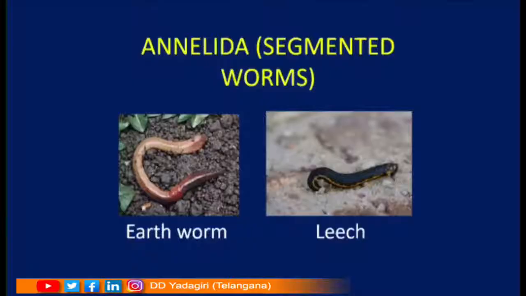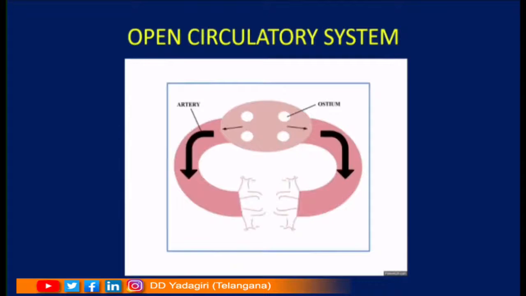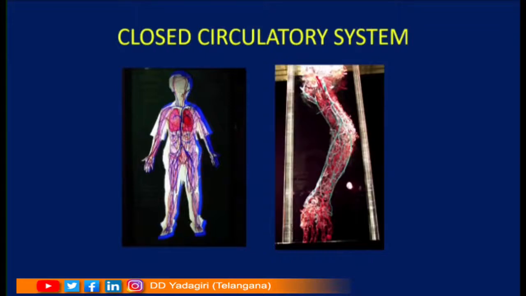So, annelids, these are segmented worms. That means the body is segmented. So, this is an example of an open circulatory system. You can see. That means, children, the blood is not flowing in blood vessels. It is flowing in the coelom. So, this is the example of a closed circulatory system. That means, children, the blood is flowing in the blood vessels.